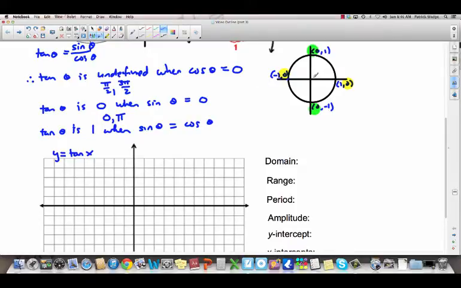Well, they equal each other right here at 45 degrees. I don't know if you remember that, but they both equal root 2 over 2. So this is 45 degrees, or pi over 4. So they equal each other at pi over 4. They also equal each other down here when you have a reference angle of pi over 4. So that's 180 plus 45, which is 225.